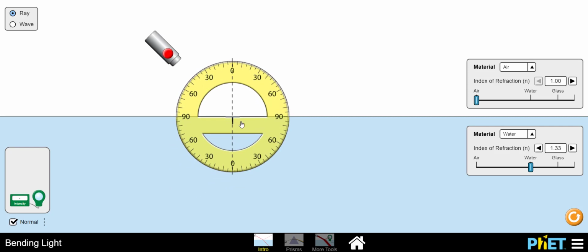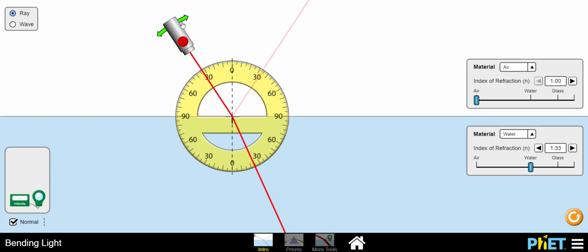What you will need to do in order to get your measurements is line your protractor up so that the cross is exactly on the boundary of the two materials and the normal. So the top of the normal, the dotted normal line, should be through zero and the boundary should be on 90 degrees.